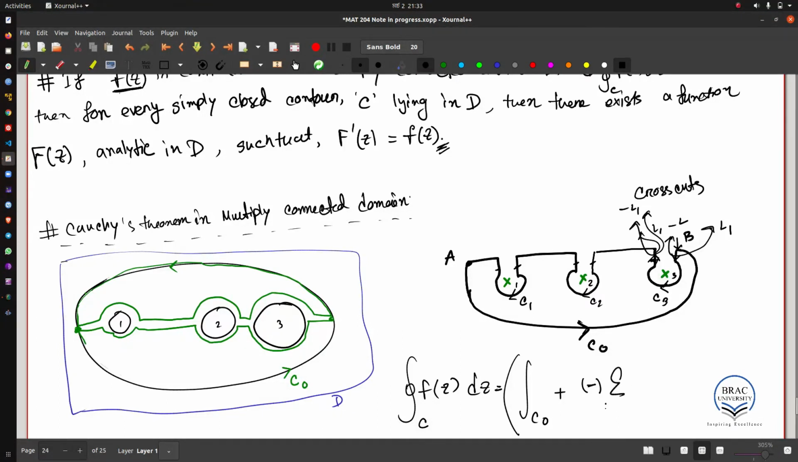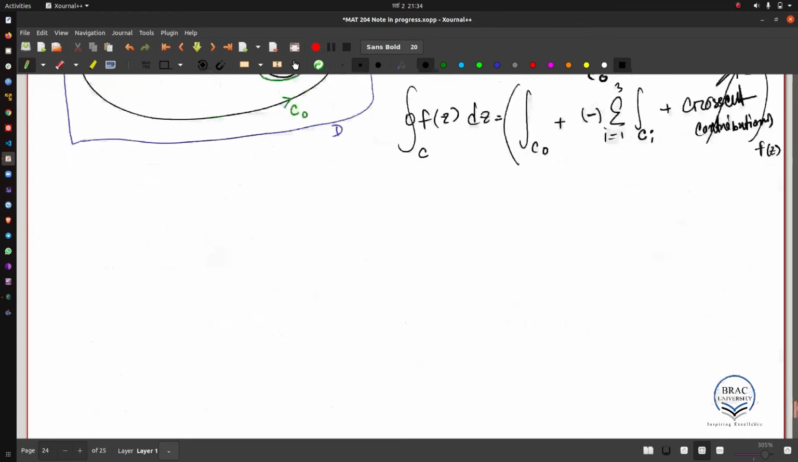So let's use the summation notation from i equals 1 to 3, which would be given as Ci, and then there are the crosscuts. But since these crosscuts are equal to each other, even though the drawing is not very much to scale, you can always make these crosscuts equal to each other, and let's say this L2 over here, if this direction is positive, this part would be negative, right? Because they're in the opposite direction. So all the crosscuts would cancel each other out. So I'm just writing it as crosscut contributions, and they are simply 0. And then I would write the f of z dz like this.